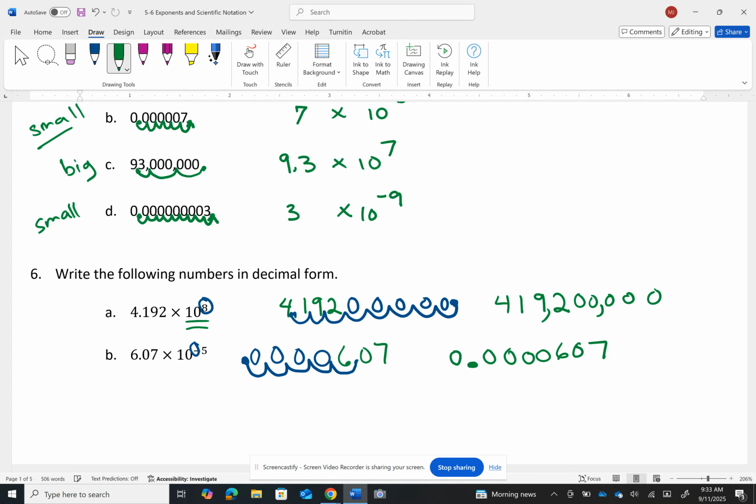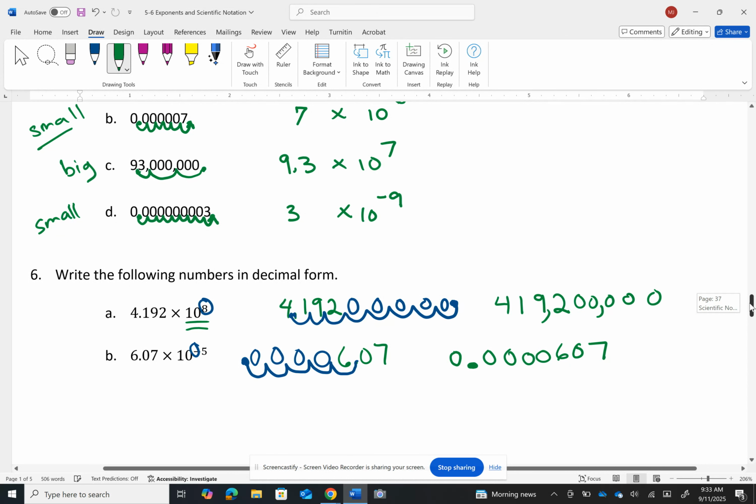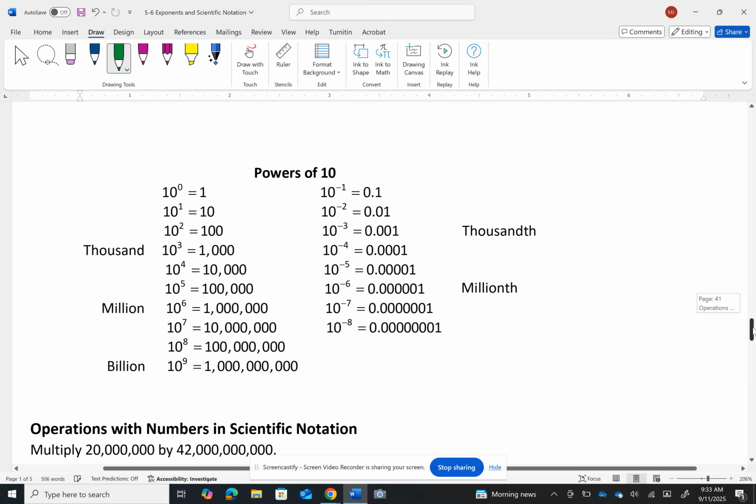All right, now one more thing before I do the operations with numbers in scientific notation. When you have these powers of 10, there are certain ones that turn out to reach a milestone. So like 10 to the third would be 1,000. 10 to the negative third would be 1,000th with a TH. Okay, 10 to the sixth makes a million. 10 to the negative 6 makes a millionth. Okay, and then here 10 to the ninth, that's a billion.